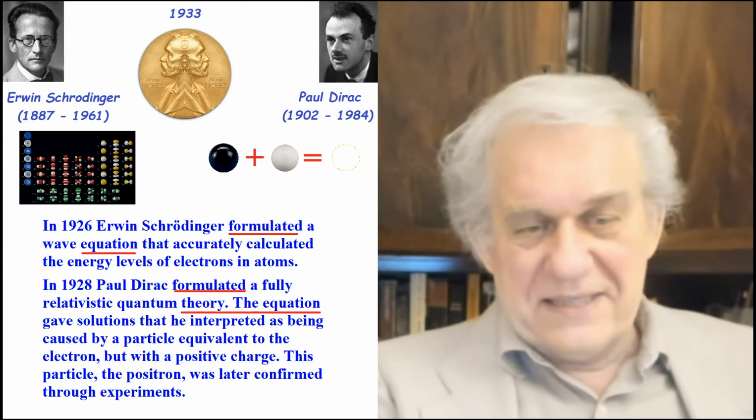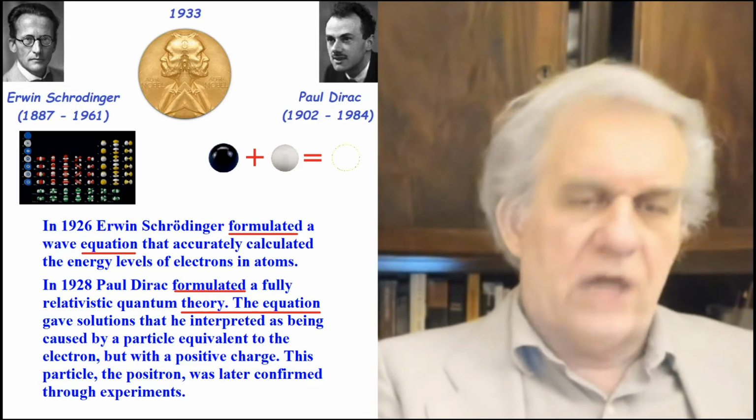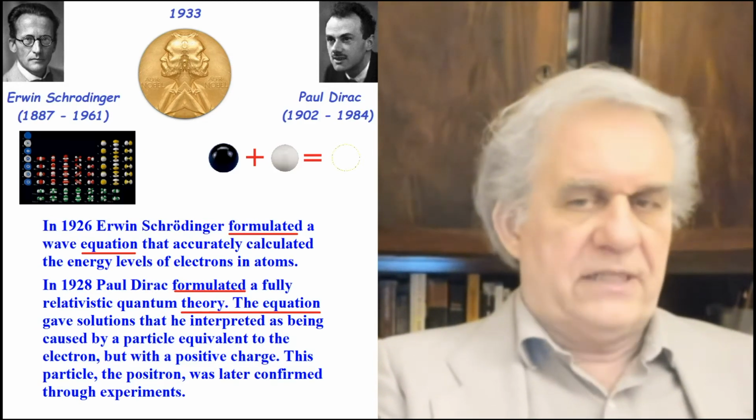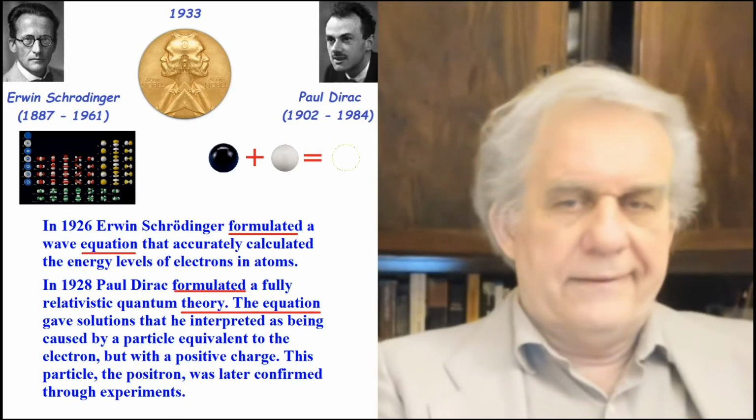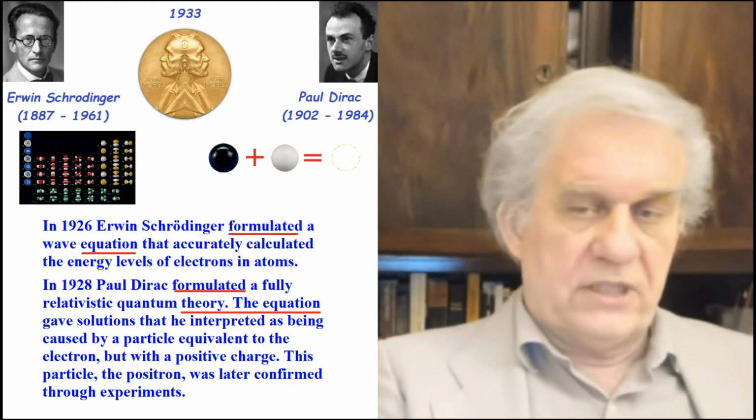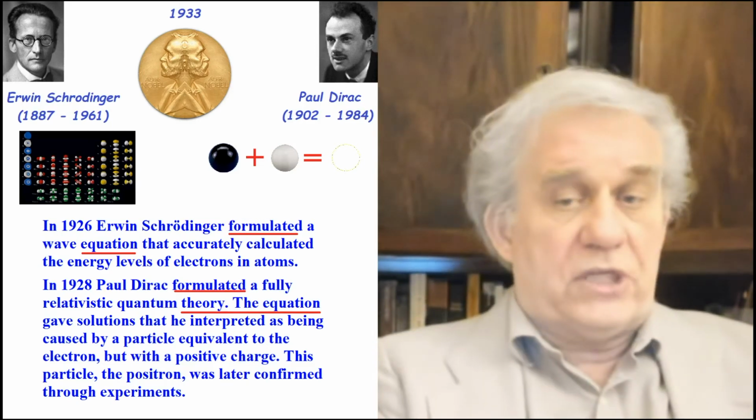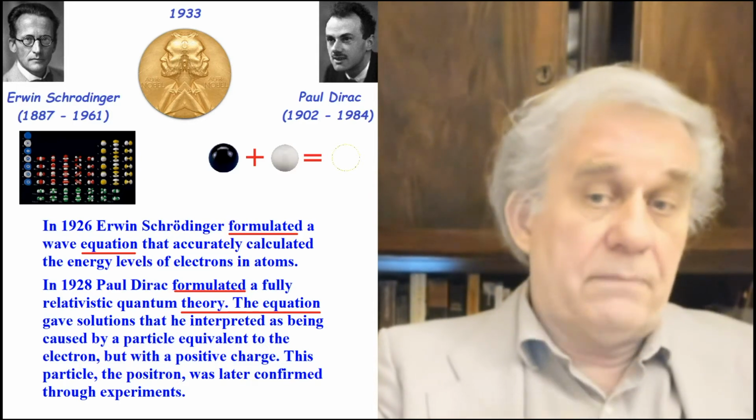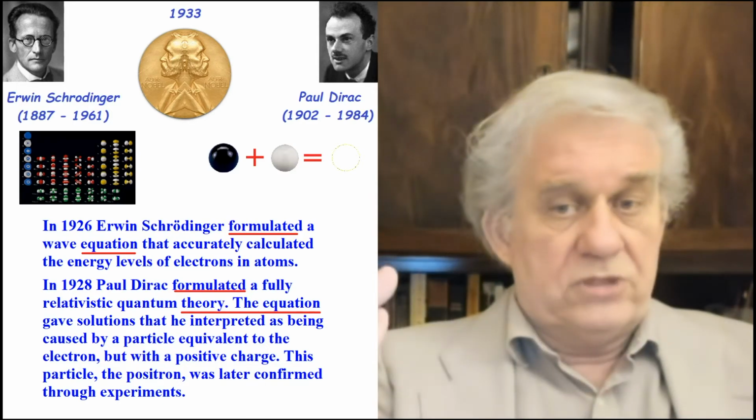Okay, so the equation gave solutions that he interpreted as being caused by a particle, equivalent to the electron, but with a positive charge. Yeah, what Dirac invented, his Dirac sea full of charges out there, whatever charges are, coulombs, 1.6 times 10 to the minus 19. Well, these were positive and these were negatives, and when you get those two equations together, you get 0. Oh my God. So yeah, you have the electron and the anti-electron, that's the positron. You put them together and you get kaboom, 0, zip.